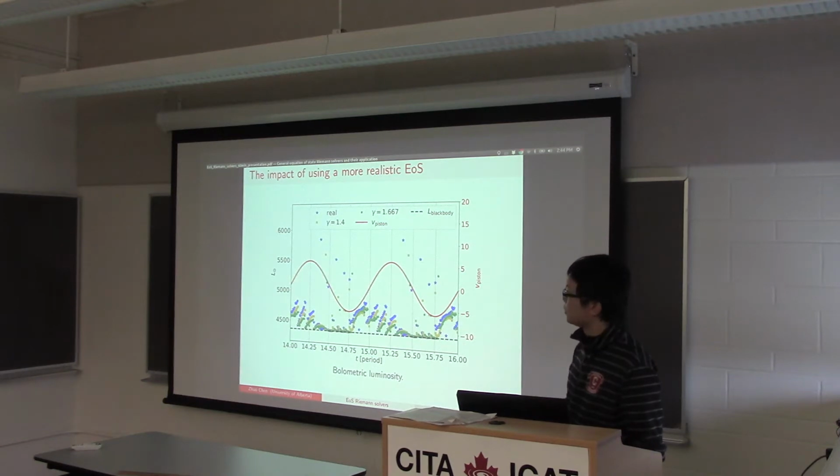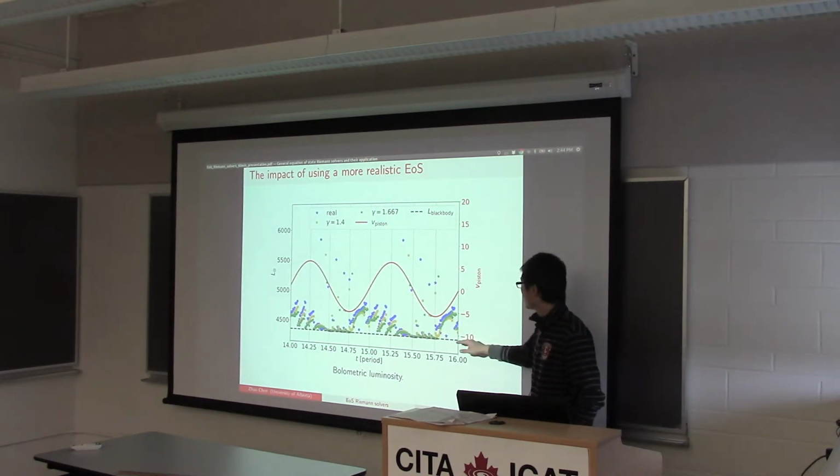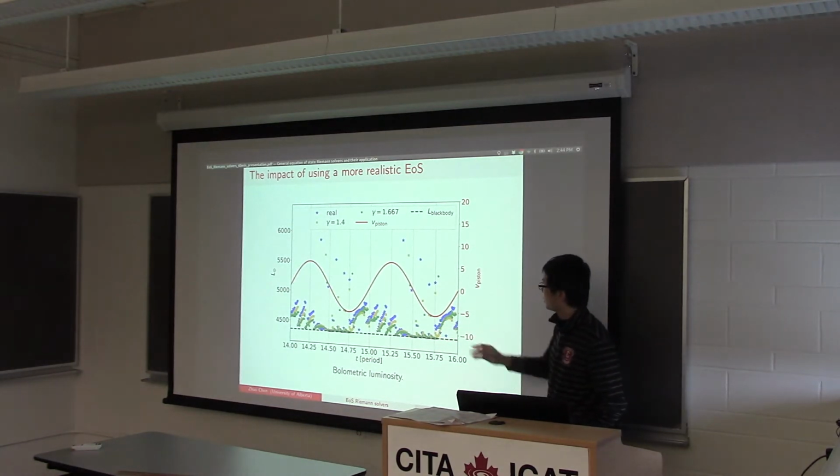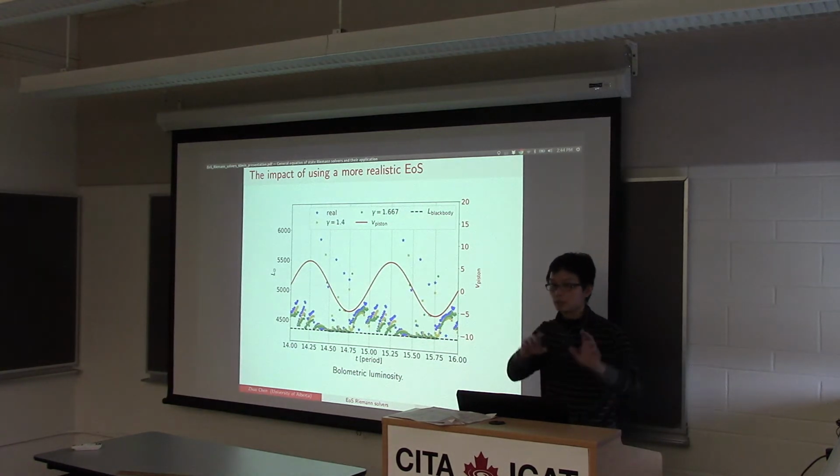So the result, the light curve, will look like this. The dashed line is, you look at the left axis. The dashed line is the black body part of the, yeah?